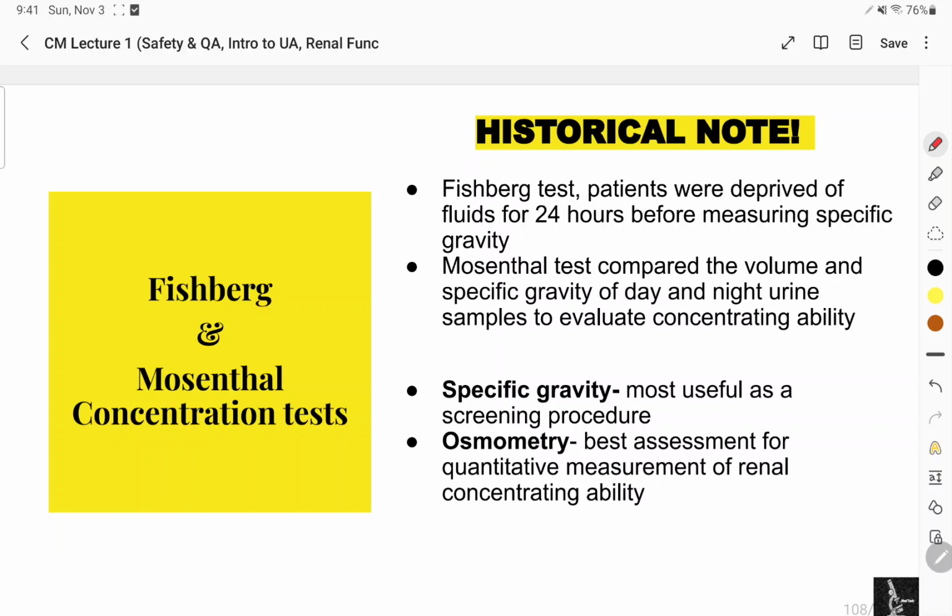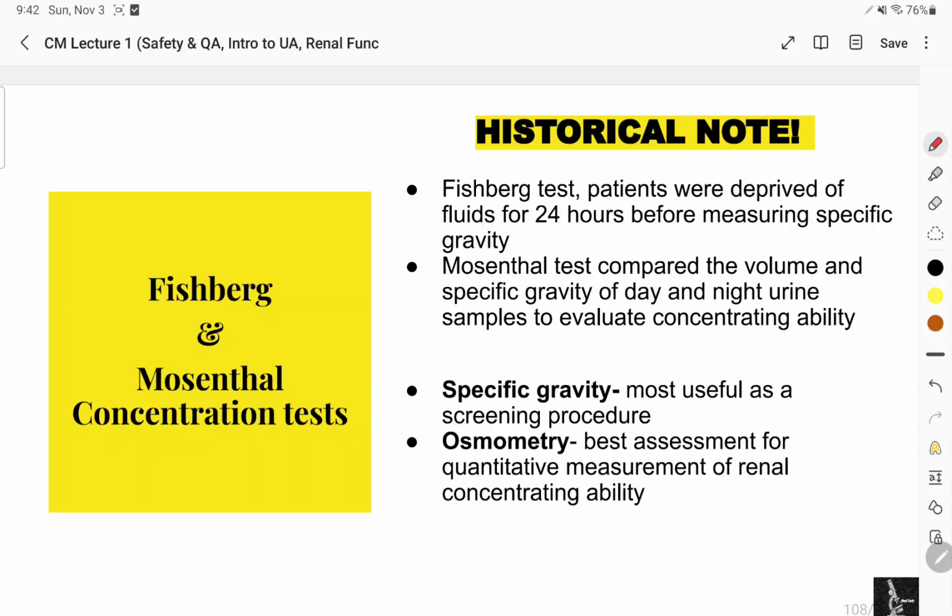So, dira iyang tan-awon, i-evaluate niya ang concentrating ability sa imong kidney sa buntag o sa gabi. Okay? And also, aside from Fishberg and Mosenthal test, there are currently concentration tests nga ginahimo karon is your specific gravity and your osmometry. Specific gravity, this is most useful as a screening procedure. Okay, so ma-obtain na to ang kining value is using our reagent strip.